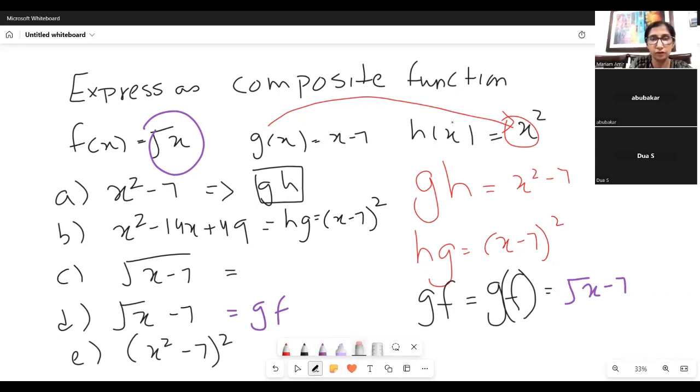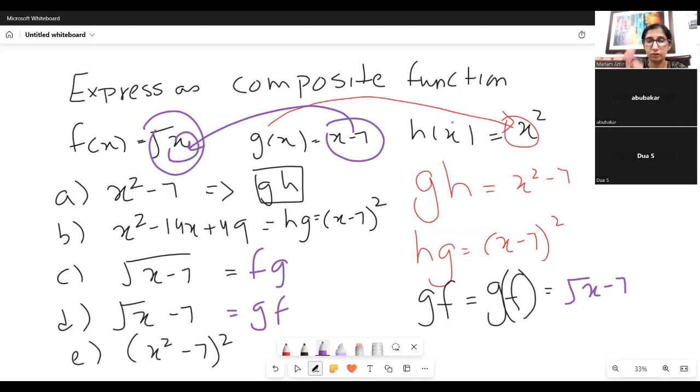Because fg means that g is going in f. So this goes in here. So this is under root x minus 7. So yes, it's going to be fg. What about the last part? HGH. hgh. देखते हैं.